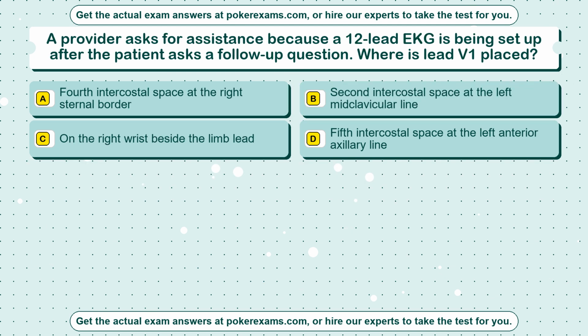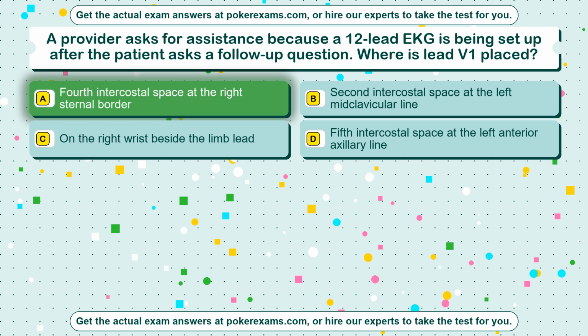Question 27. A provider asks for assistance because a 12-lead EKG is being set up after the patient asks a follow-up question. Where is lead V1 placed? Option A, fourth intercostal space at the right sternal border. Option B, second intercostal space at the left midclavicular line. Option C, on the right wrist beside the limb lead. Option D, fifth intercostal space at the left anterior axillary line.